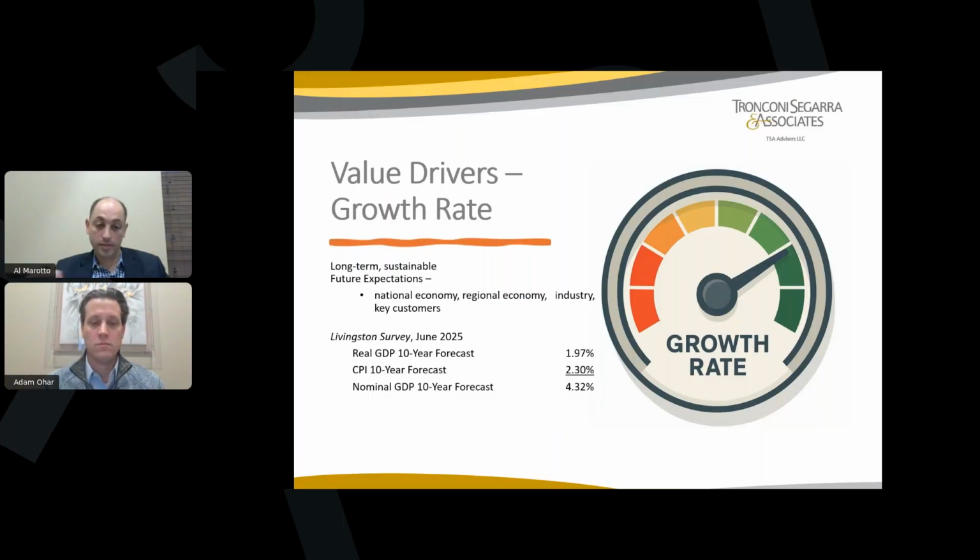And a 1% growth rate isn't reasonable over 10, 20 years, because if you're only growing at 1%, you're going to be lagging the rate of inflation, and then your company is no longer going to exist. So what do we look at when we think about future expectations for growth rates? Similar to the other two that we talked about: national economy, regional economy, industry. Is the regional economy growing? Is it stagnant? Is it shrinking? Same with the industry. What are my key customers doing? Are they growing or are they shrinking? If I'm heavily reliant on Moog and Lockheed, are they growing or are they stagnant?